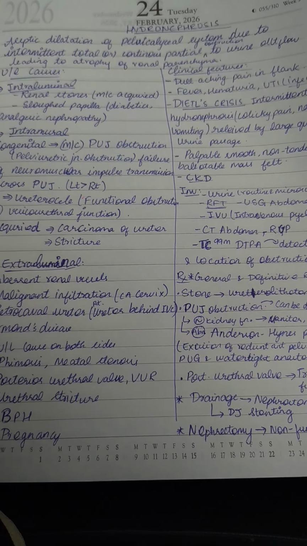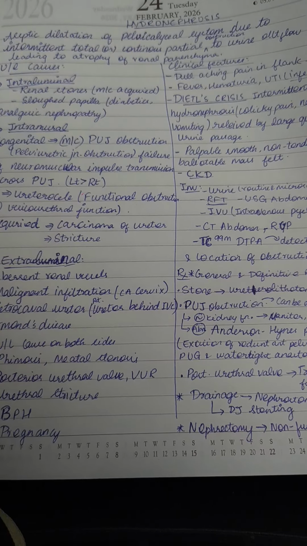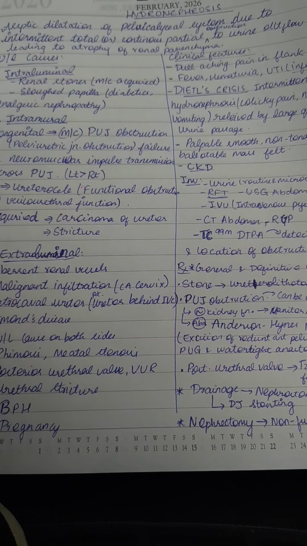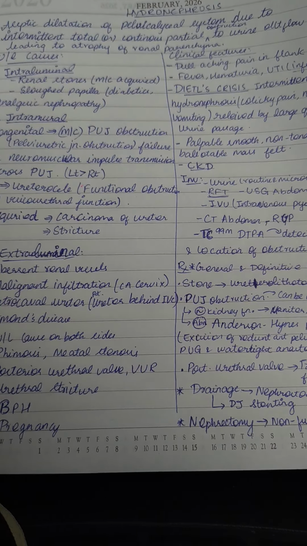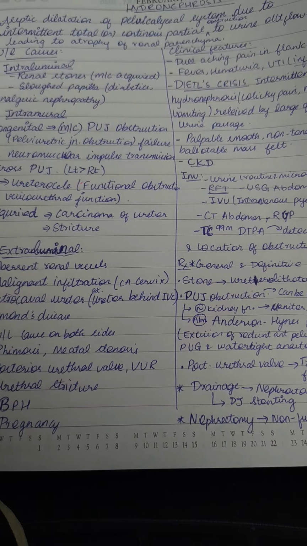So we can have unilateral causes, which could be classified as intraluminal, intramural and extraluminal. In intraluminal we have the most common acquired cause, that is renal stones, and then we can have sloughed papillae as in diabetes and analgesic nephropathy.